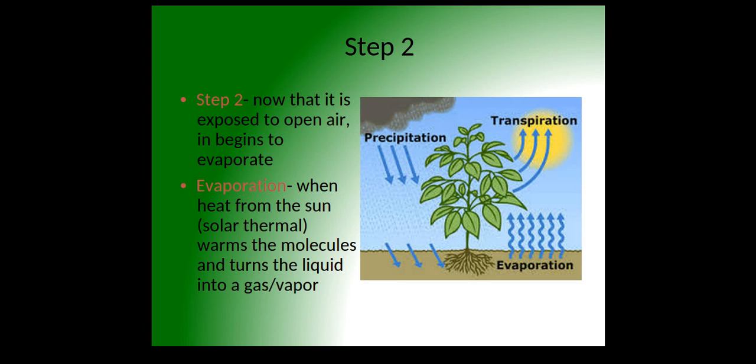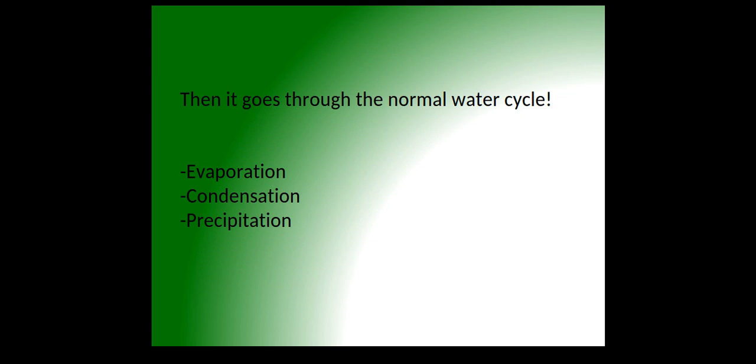At least I didn't lie about that part of the water cycle, right? It's important to remember, class, that after that water in the plant goes through transpiration, it simply enters back into the normal water cycle. It transpires, then it evaporates, then it condensates, and then it precipitates. Remember all those?